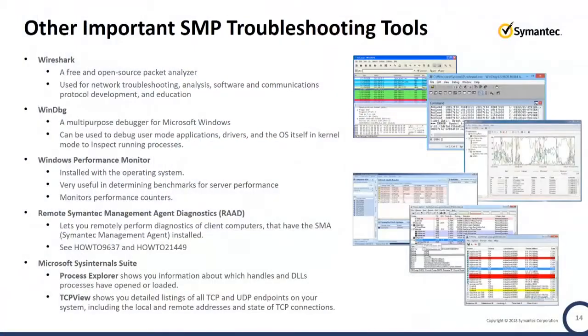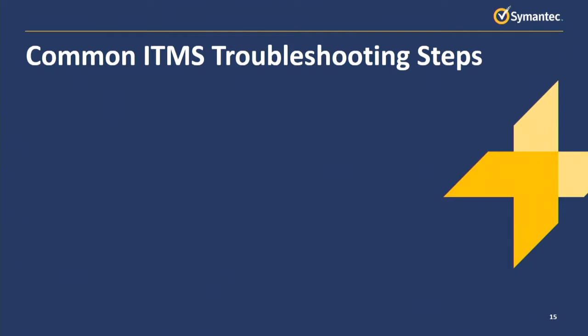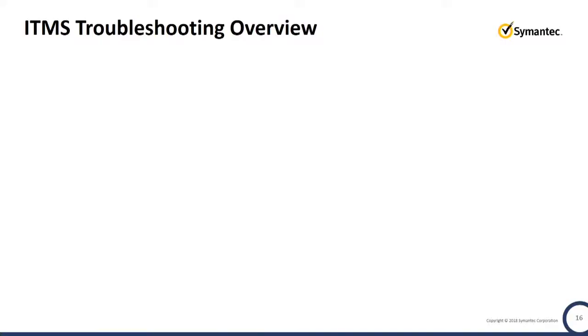So yes, RAD is a great tool. You might use any of the Sysinternals suite of products, everything from TCP View to Process Explorer to see what's going on with agents as well as your NS. WinDbg for other items, Wireshark for tracing and so on. Right, so these are common things you might actually use in troubleshooting. Okay, and we'll just get to some of the ITMS troubleshooting steps.